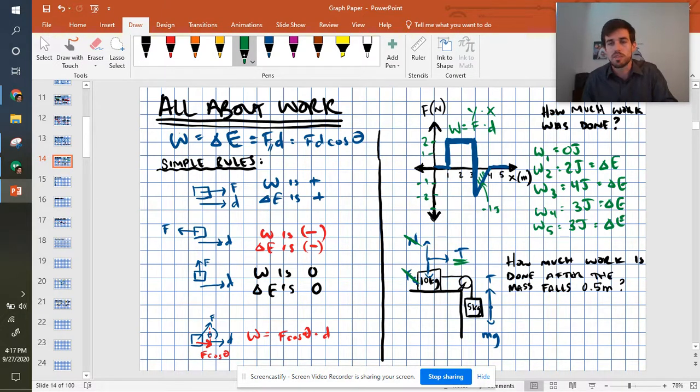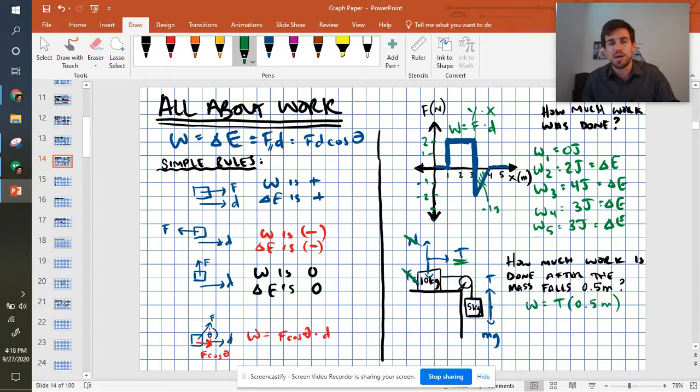So if I want to figure out how much work is going to be done, I will say it's going to be tension times that displacement of 0.5 meters. But I don't know the tension yet, so I can't finish this problem. So I'm going to keep doing the forces problem.